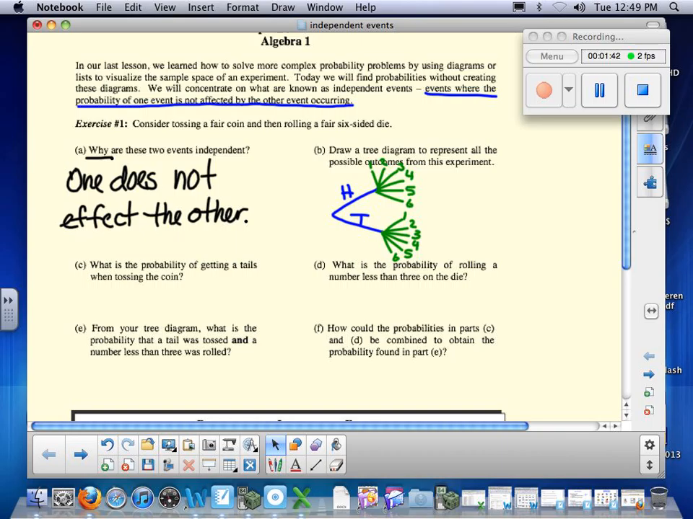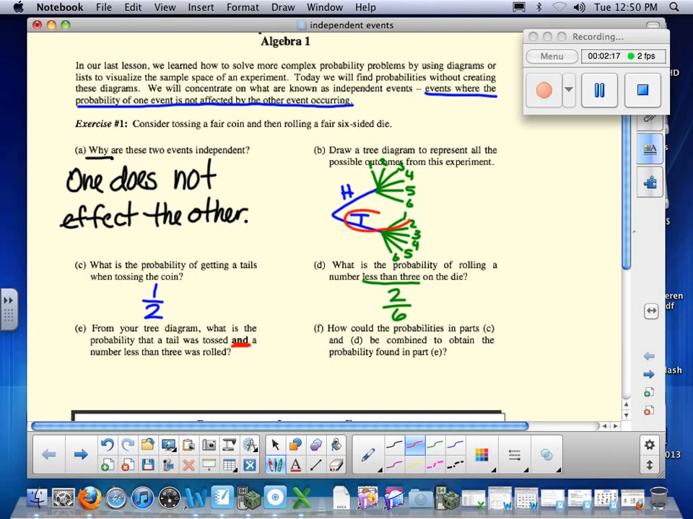So, letter C, what's the probability of getting a tail when I flip the coin? 1/2. Right, 1 out of 2 times, good. And in letter D, what's the probability of rolling a number less than 3? We could get a 1 or a 2, so 2 out of 6. Okay? Using our tree diagram, what is the probability that a tail is tossed and a number less than 3 was rolled?